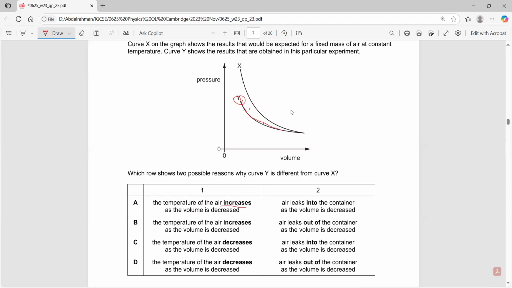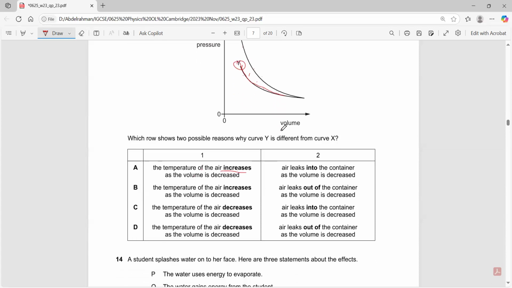X was the calculated results, or the expected results. So Y is now less. The pressure is actually less. Would the pressure be less if the temperature had increased? No. It would be less if the temperature had decreased.